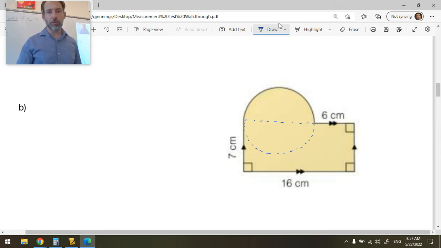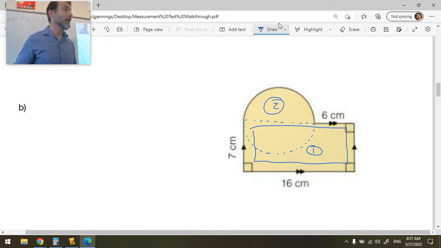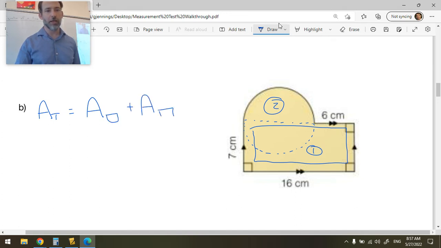Okay, so you don't want to double count this area here. You want to call this area 1, referring to this whole rectangle, and this area 2, referring to this semicircle, half of the circle. So what's the area of the rectangle? Well, it's the total area. The area of the total would be equal to the area of the semicircle plus the area of the rectangle.